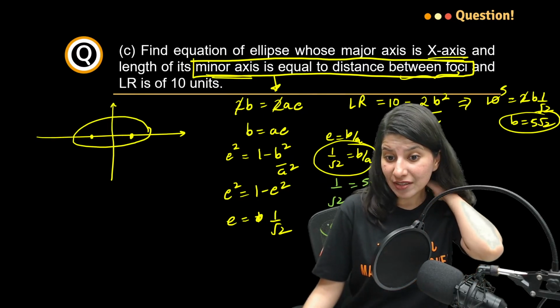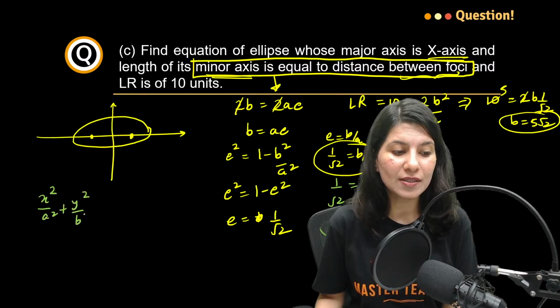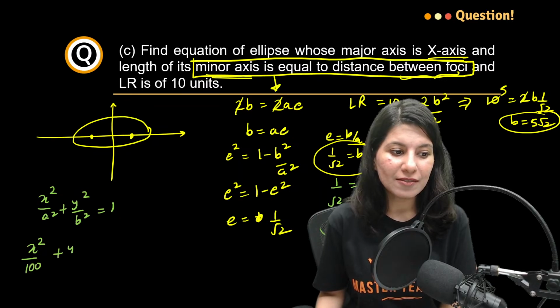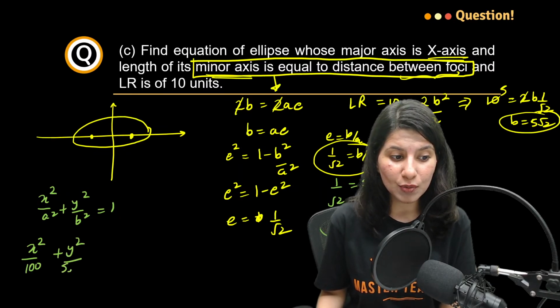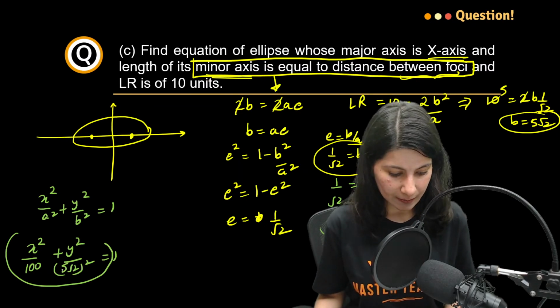Now that you have everything, right? X square by A square plus Y square by B square equals 1 is your ellipse. So X square by 100 plus Y square by (5 root 2) square equals 1 is your equation of ellipse.